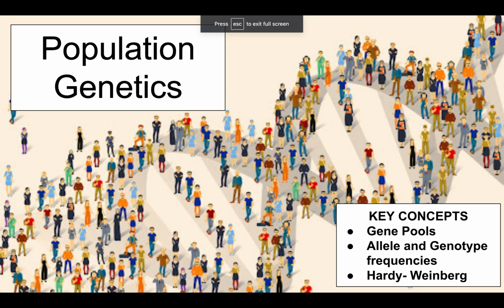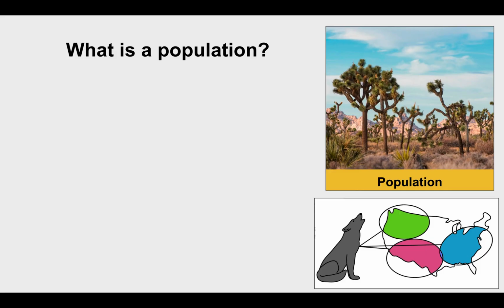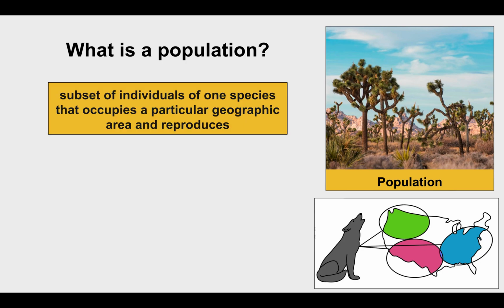All right, we're gonna do a little bit of math today because we're gonna talk about population genetics. And so population genetics is really looking at the allele and genotype frequencies in a population. So I know we've talked about what is a population, right? And we have so far learned this definition, right? It's a subset of individuals that occupies a particular geographic area and can reproduce, right?